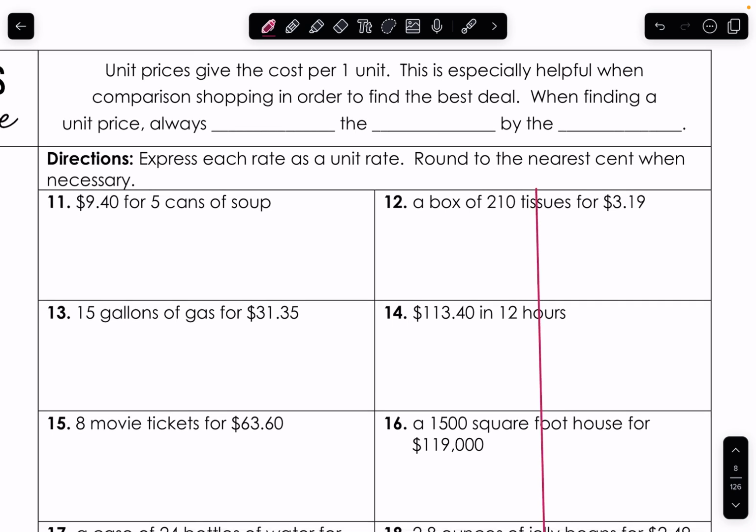So now we're going to talk about another special type of unit rate. This is unit prices, okay? They give the cost per one unit. This is especially helpful when comparing and shopping in order to find the best deal.